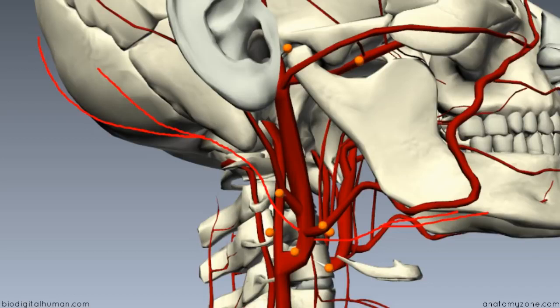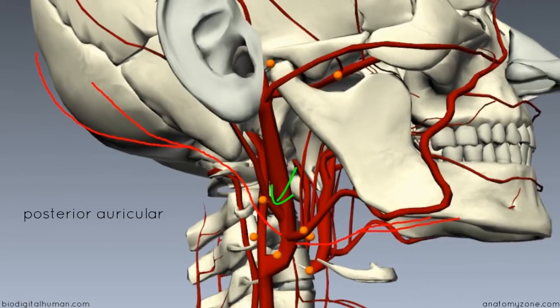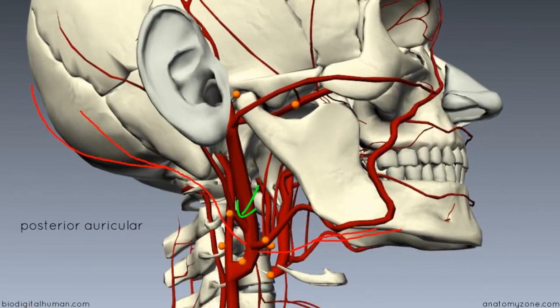That comes off the posterior aspect of the external carotid at about the same level as the facial artery. Again, coming off the posterior surface of the external carotid artery, we've got the next branch, which is the posterior auricular artery. You can see this artery here, which is pinned, and it runs behind the ear, which gives rise to the name auricular. Posterior auricular means behind the ear. The next two arteries are the terminal branches of the external carotid.